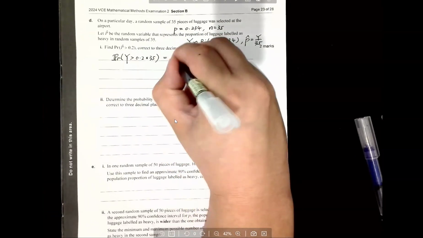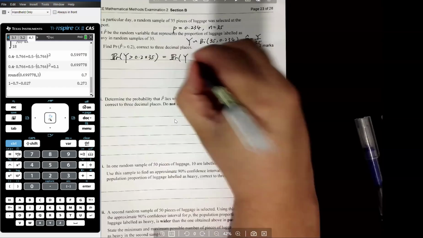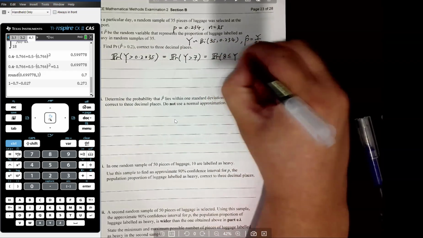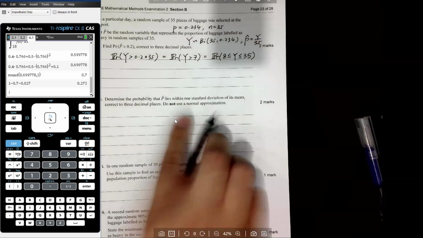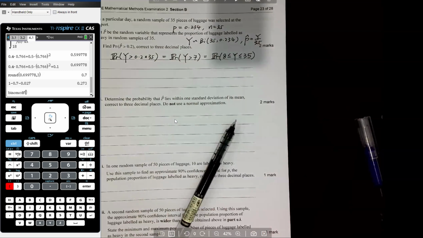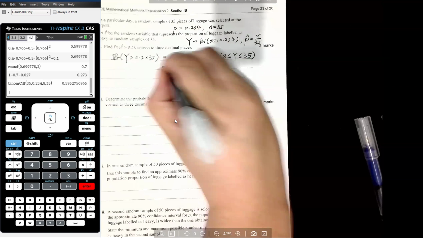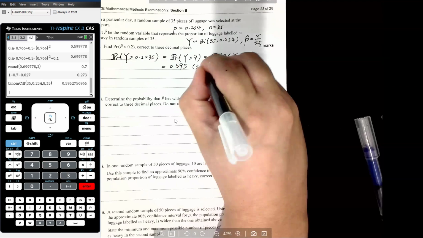And this is giving you probability Y greater than 7, which is probability of Y greater than or equal to 8 because Y is discrete, but it's less than or equal to 35. Then we use a binom CDF. Binom CDF 35, 0.234 from 8 to 35. And it should be able to get 0.595, 3 decimal places. Okay?